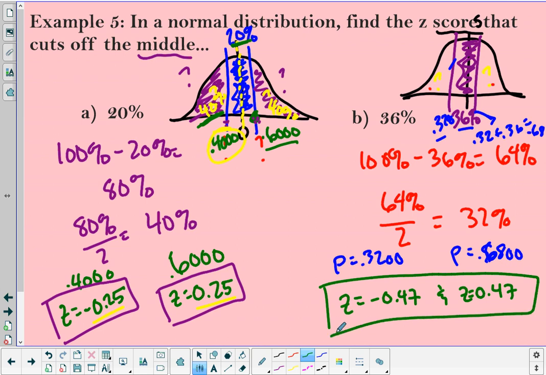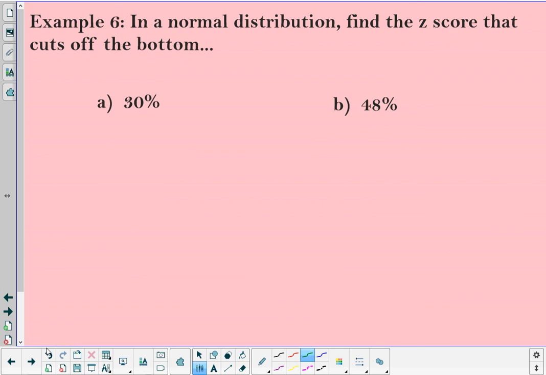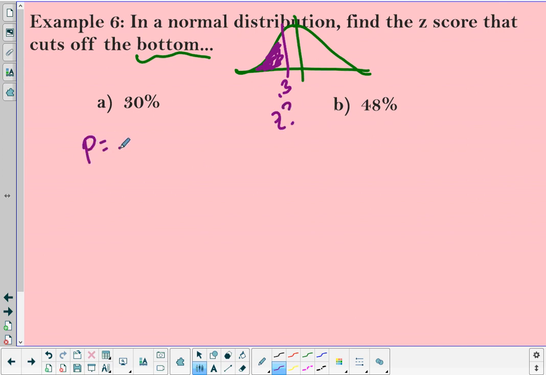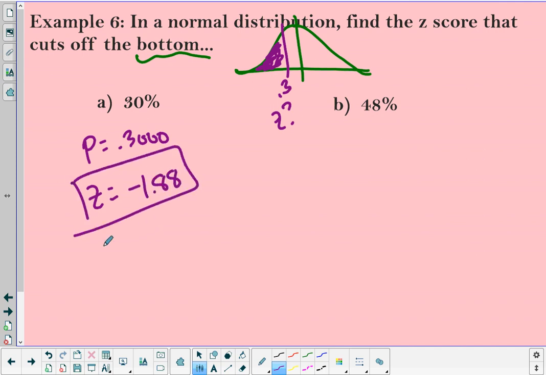The middle is definitely the hardest one that you have to do. It's the one that's going to cause the most effort. Okay, now let's just remember that things can be simple. If we go to the next example, in a normal distribution, find the z-score that cuts off the bottom. So we're straight up back at the bottom of the curve. So let's say you're looking at bottom 30%. Here's your 30%, 0.3. There's the bottom of the curve. All you got to do is find the z. So your probability is 0.3000. Look at the z-score closely associated. It's negative 1.88 for the closest one.